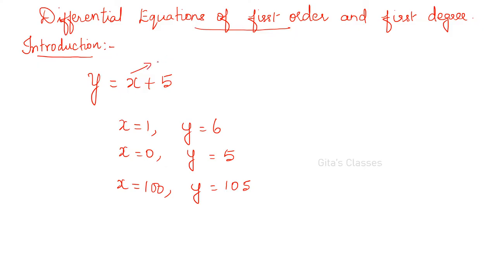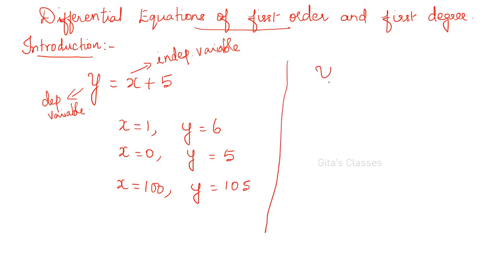As we have the freedom of assigning any value for x, x is called the independent variable, and as y depends on the value of x, y is called the dependent variable. In general, the general equation is written as y is equal to f of x. You can write the same equation as x as a function of y also. In that case, x will become dependent and y will become independent. So y is equal to f of x is the general equation. y is a function of x. In this, x is the independent variable and y is the dependent variable.